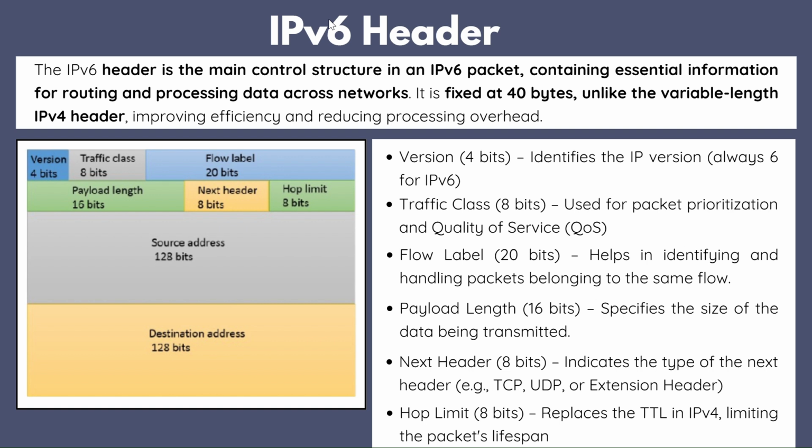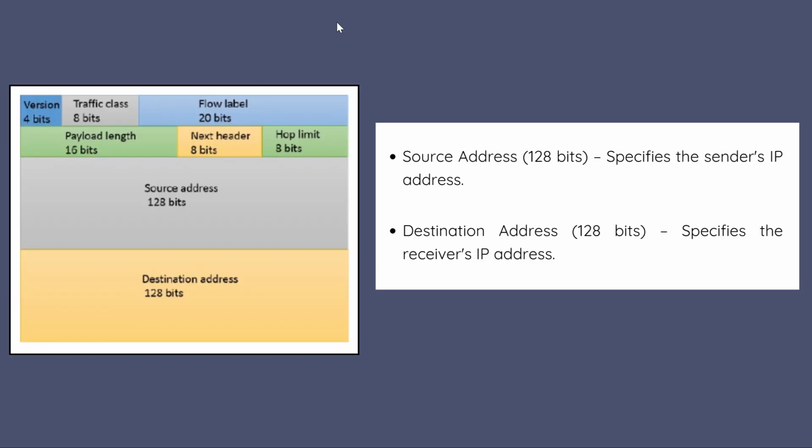Next is hop limit, which is of 8 bits. Replaces the TTL in IPv4, limiting the packet's lifespan. And the next is source address, which specifies the sender's IP address. And the last one is destination address, which specifies the receiver's IP address.